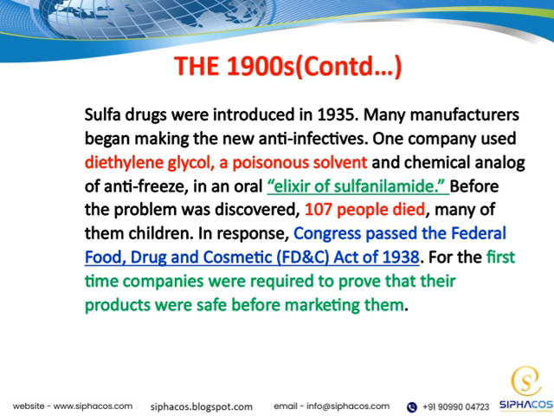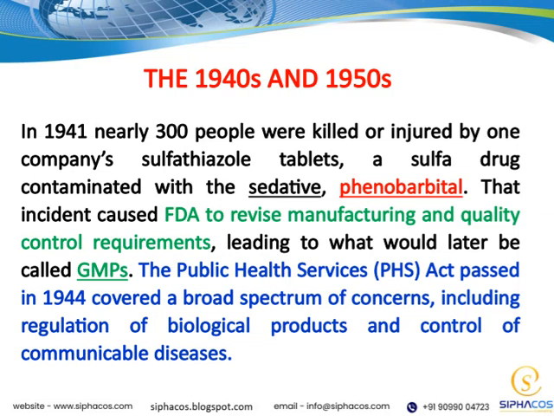As a response, Congress passed the Federal Food, Drug, and Cosmetic Act of 1938. This law was a turning point because it required companies to prove that their products were safe before they could be marketed. It was a crucial step toward ensuring public safety and building trust in the medications we rely on today. In the 1940s and 1950s, we saw some pivotal moments that really shaped modern drug regulation.